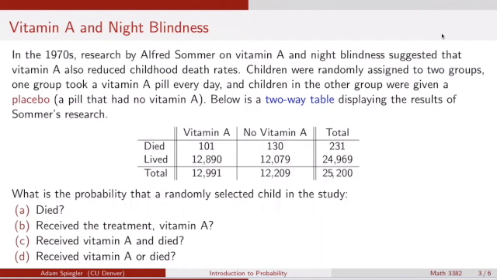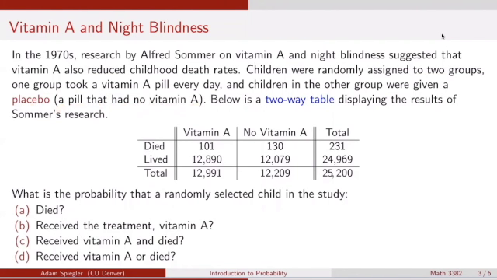So in order to test this, children were randomly assigned to 2 groups. One group took a vitamin A pill, so that would be like our treatment group, and another group was given a placebo, and that means a pill that had no vitamin A in it, typically like a sugar pill, and that would be our control group.